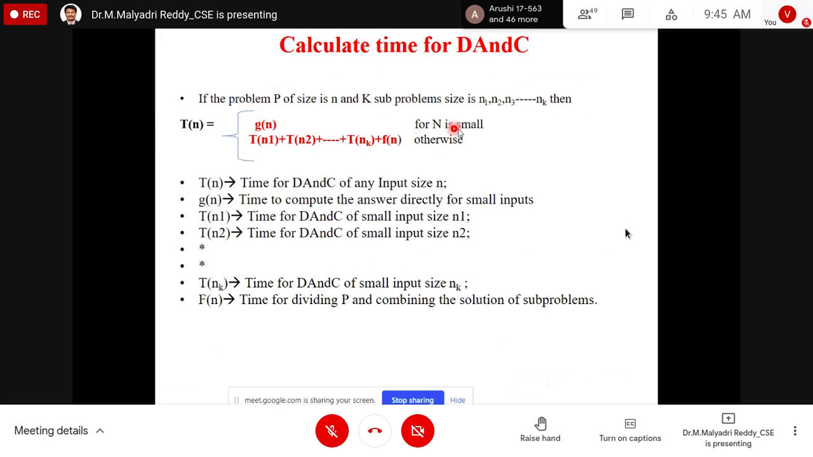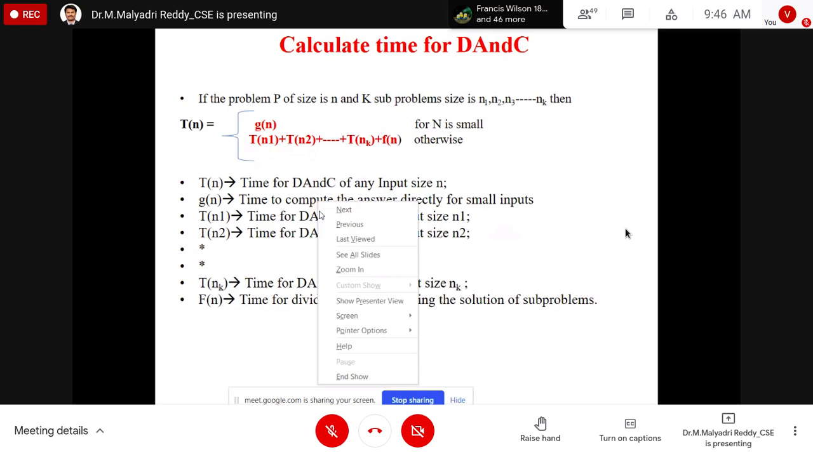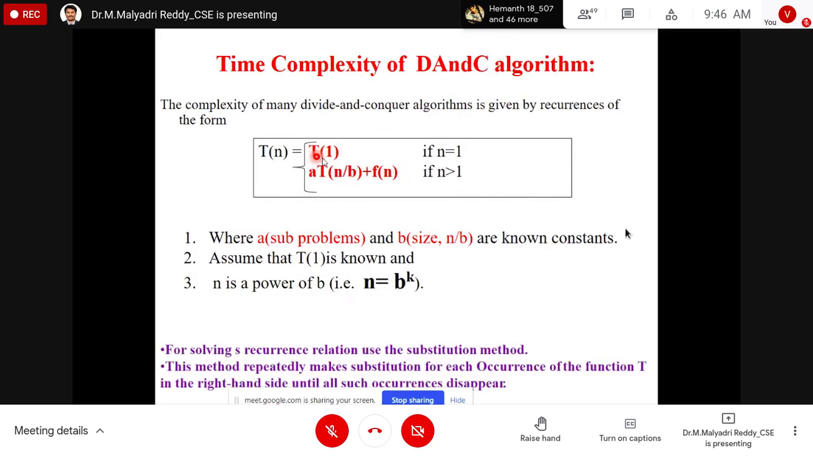Initially, if n is small, it will be G of n. If n is big, then we need to write T of n1, that means the complexity for a sub problem. Finally, you have to write T of n equal to 1 for the atomic problem, if n is equal to 1. If n is greater than 1, you need to write A into T of n by B plus F of n. This is the recurrence relation for that one.